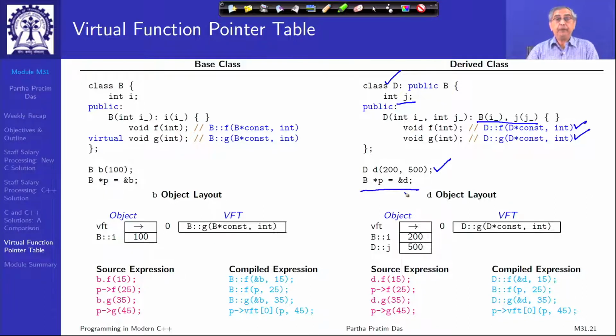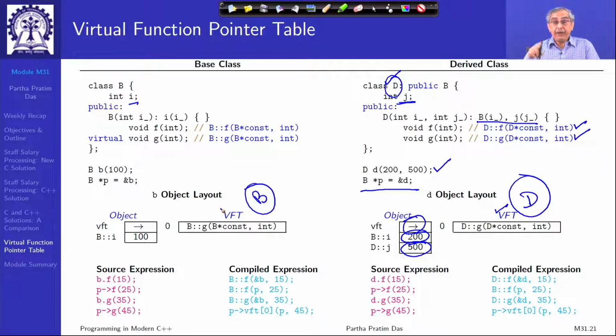I make a B pointer taking the address of the D object. Now, the pointer's static type is B, dynamic type is D. So, what will I have? I will have in this object i and j. So, for i, B::i I have 200, I have 500, and this virtual function pointer table pointer points to the VFT of class D. This is of class D, this was of class B.